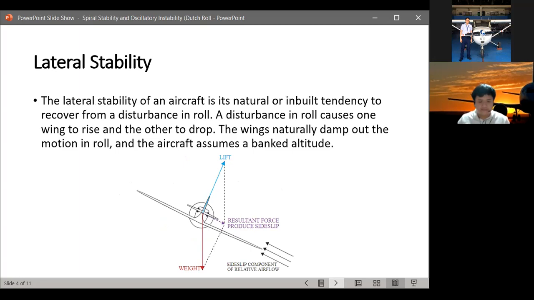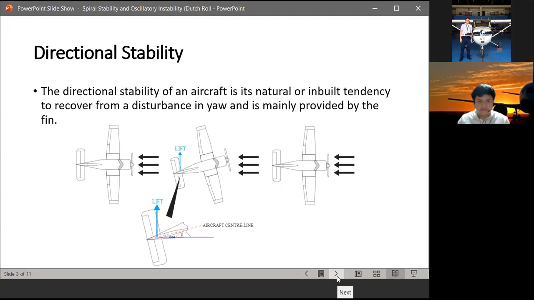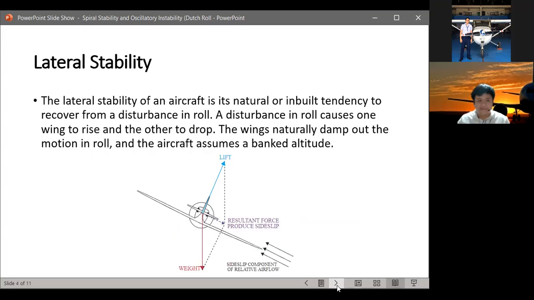So now that we know that directional stability is the tendency of the aircraft to move in yaw motion, and the lateral stability to move in roll direction.